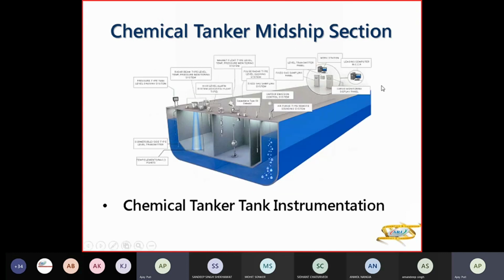Now instrumentation, here you have your radar gauge, then your sensors, high level alarm, a 95% alarm, low level alarm, pressure alarms. All of those systems will be there, and that will be connected to the CCR and all.